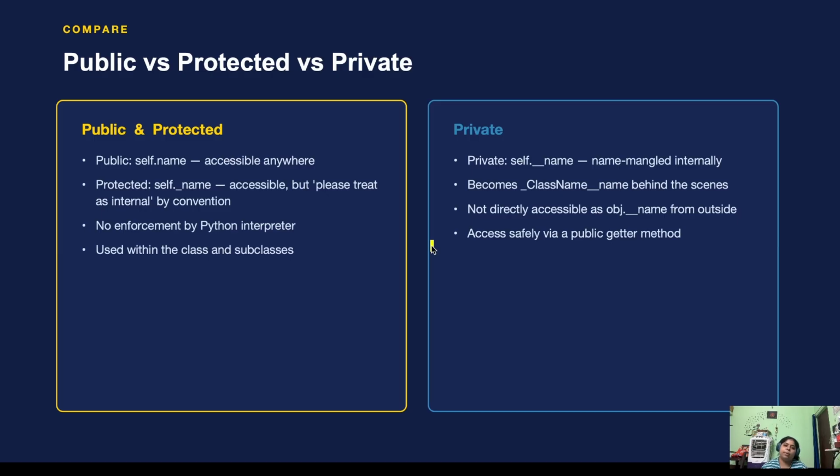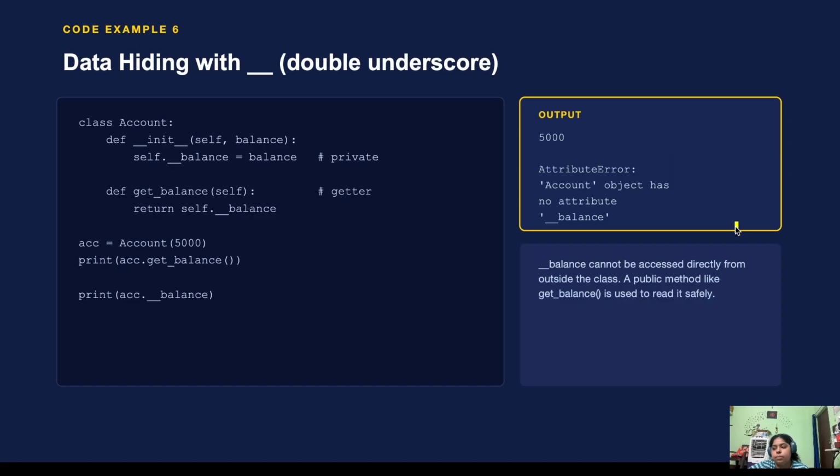Let's talk about public versus protected. Public, self.name, is accessible anywhere. Protected is accessible, but please treat it as internal by convention; there is no enforcement by the Python interpreter, and it is used within the class and subclasses. If we talk about private, it is name mangled internally to _ClassName behind the scenes, not directly accessible by an object, and accessed safely via a public getter method.